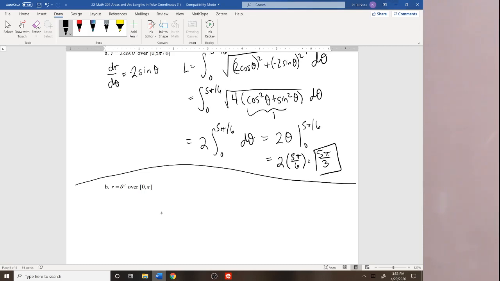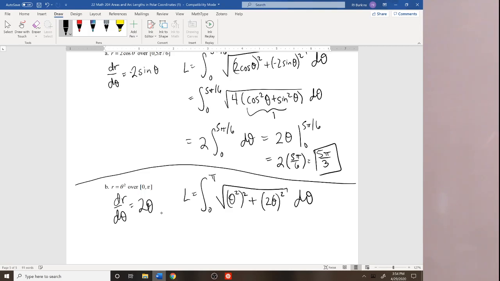So let me just do this last one, and I'll let you go. So I still need dr d theta. That's going to be 2 theta. Arc length is integral from 0 to pi, square root, r squared, which is going to be theta squared squared, plus dr d theta squared, so that's 2 theta quantity squared d theta.